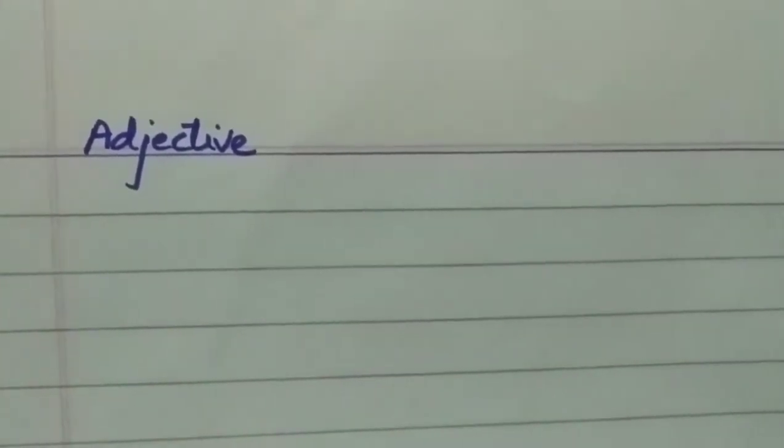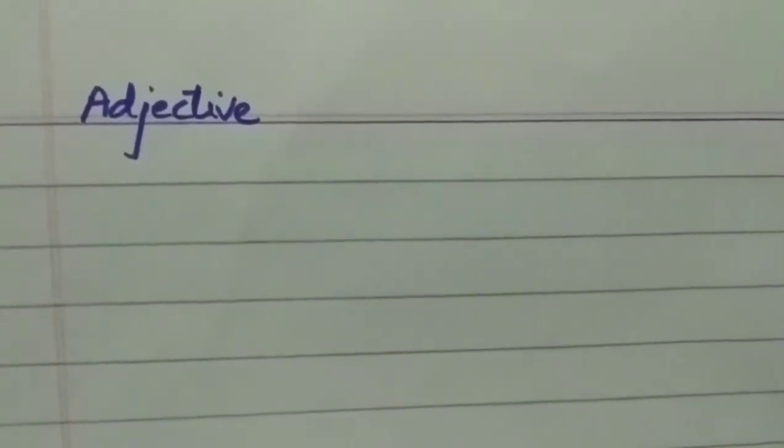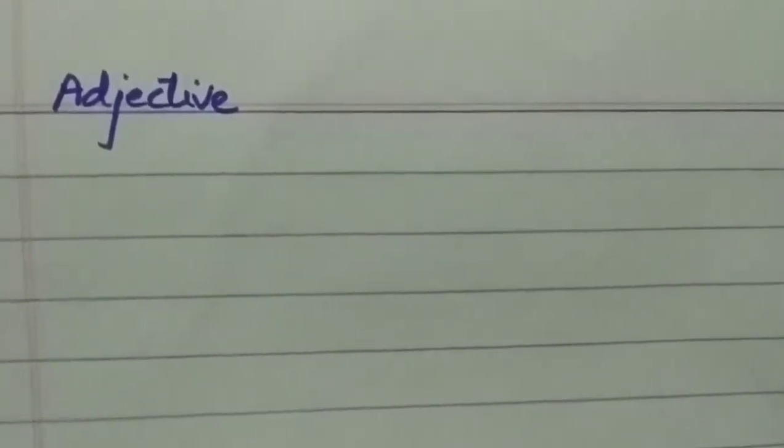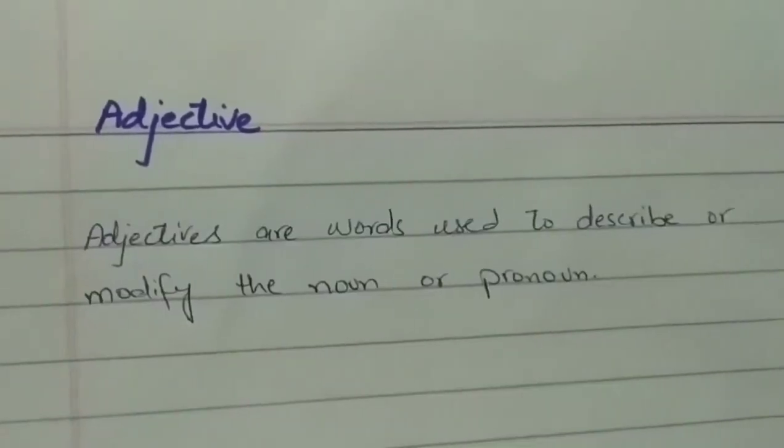So the topic that we are going to discuss today is adjective. When we meet someone, we pass on some comments according to the personality of the person. For example, that person was tall or short or interesting or boring or skinny or fat. All these words that I have used to describe the personality of the person are adjectives.